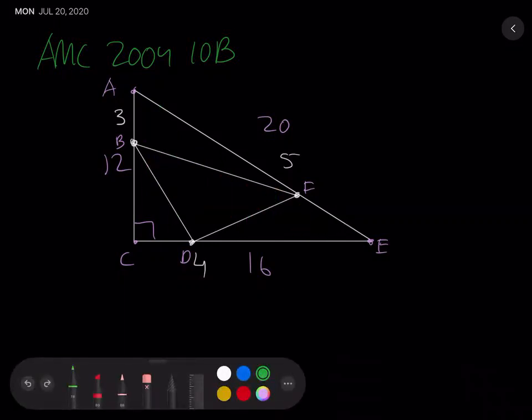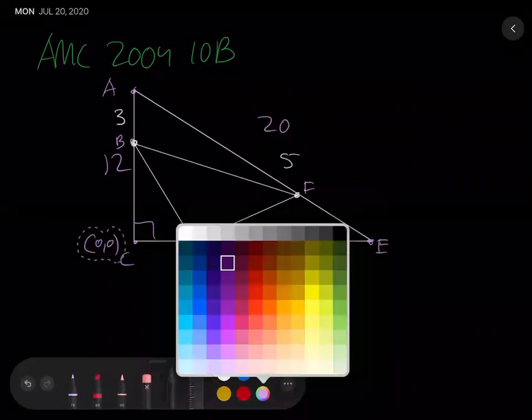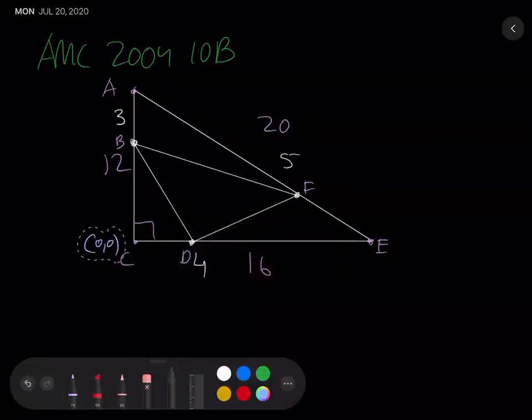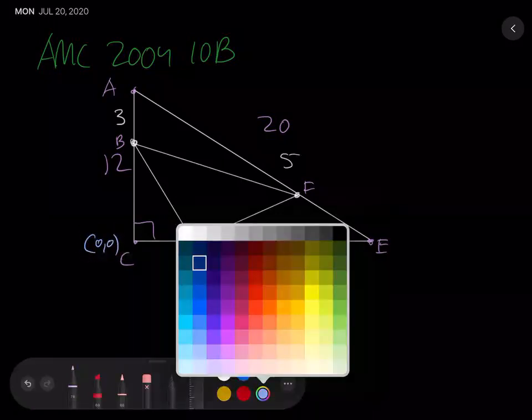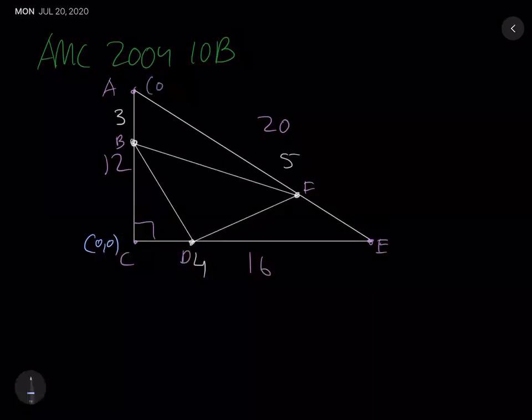So what's your first step? Place a point on the origin. And what do we always do it as? We place it at the right angle, so 0, 0. Now let's assign the rest of the points. And let's use a different color because all this purple is getting a little bit confusing. Let's use light blue. This will be 0, 12, and this will be 16, 0.